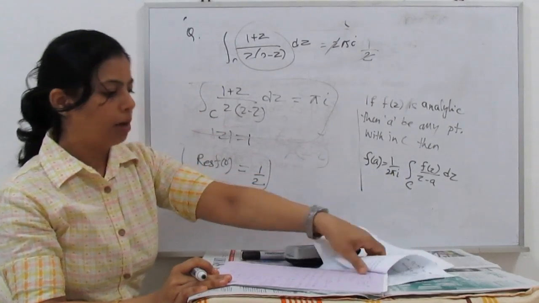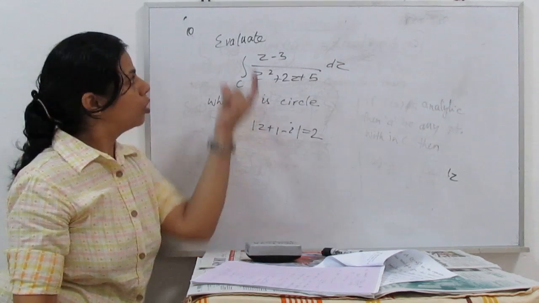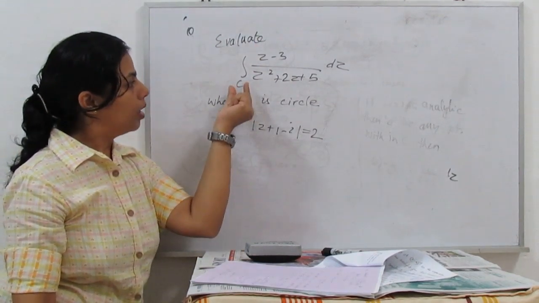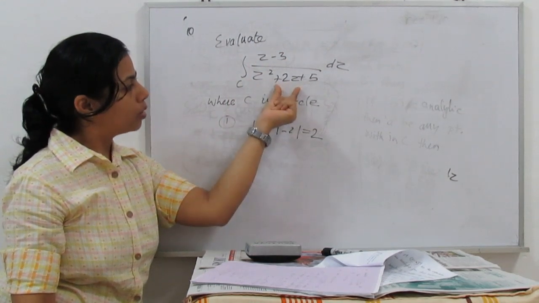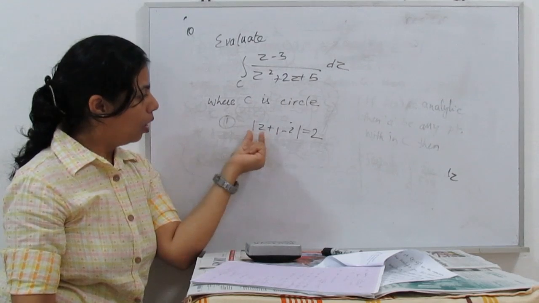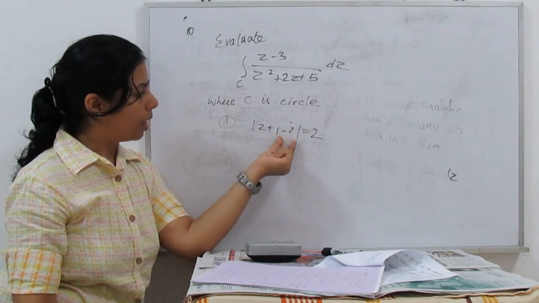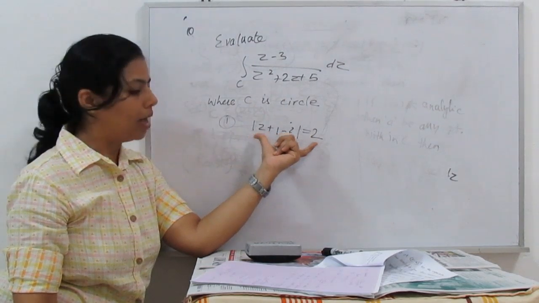One more example on the same. Evaluate the integral within closed contour C of (z minus 3) upon (z square plus 2z plus 5) dz, where C is the circle, which circle? Modulus of z plus 1 minus i equal to 2. So C is given by this circle.